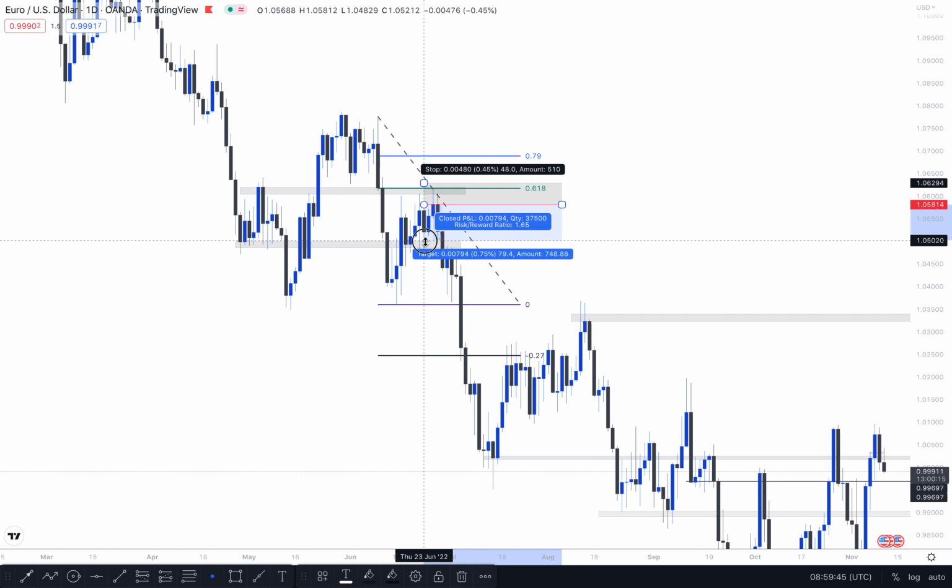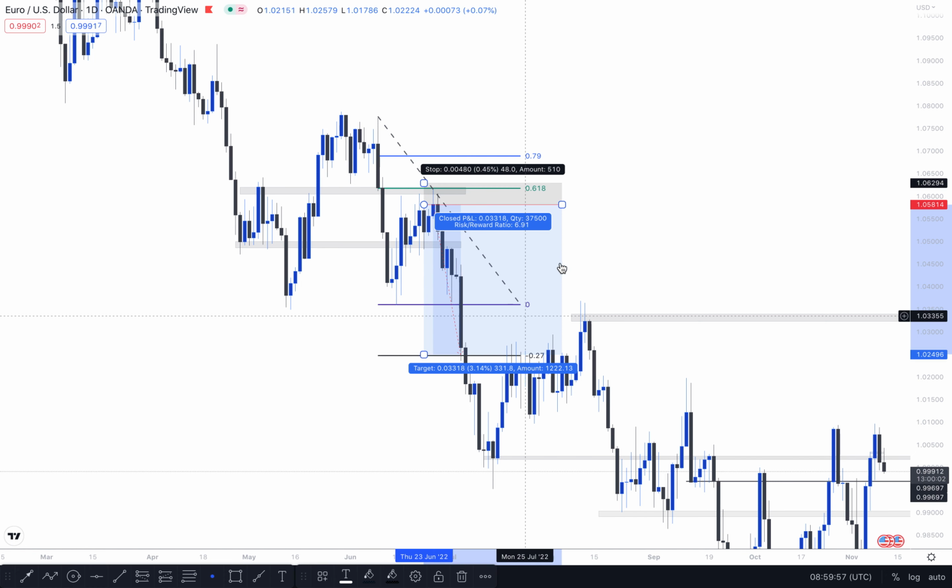Then your second level target, if you want to follow the Fibonacci take profit extension, is this 100% retracement here. All right. Then your third level is going to be this 27 area.